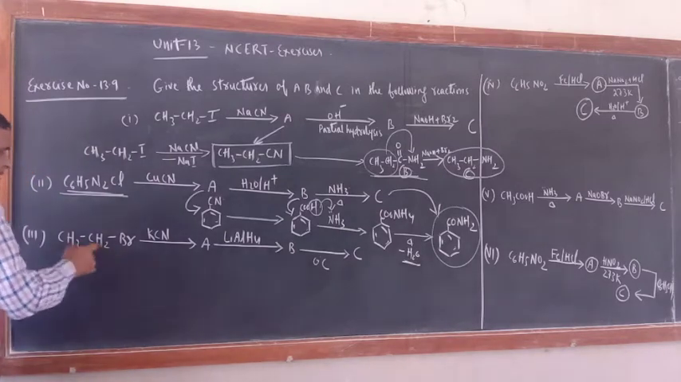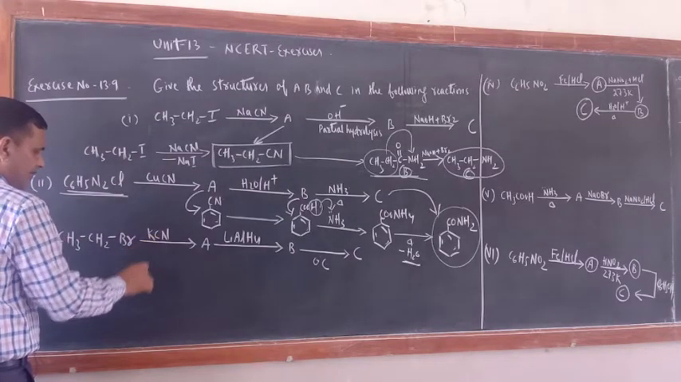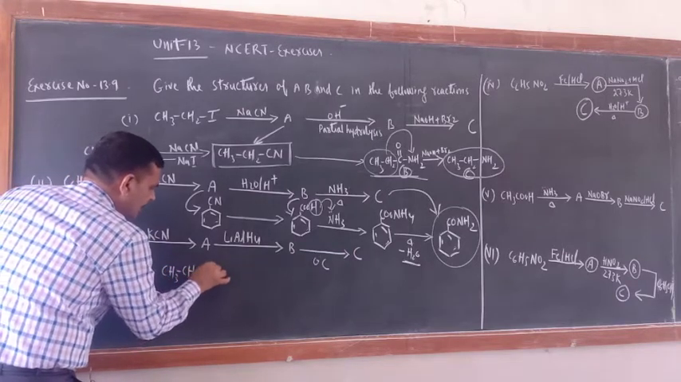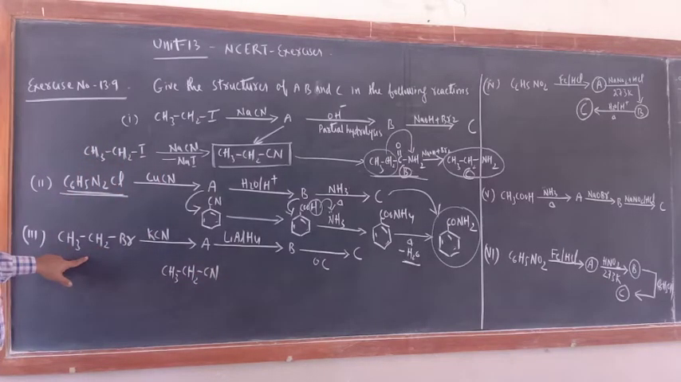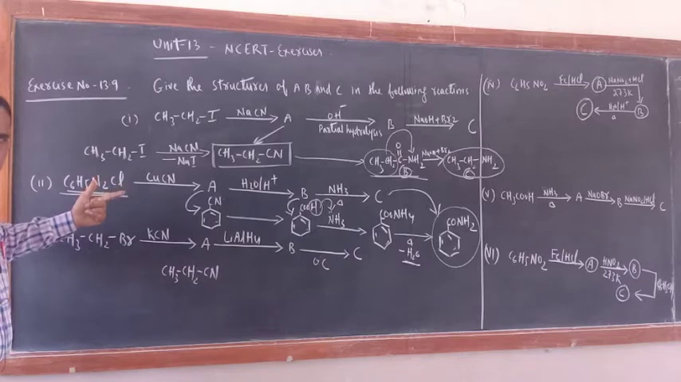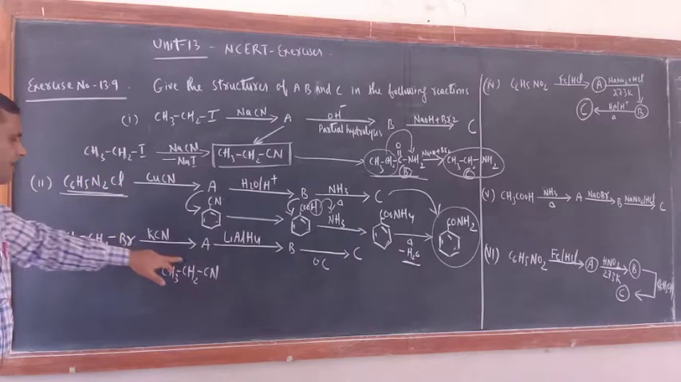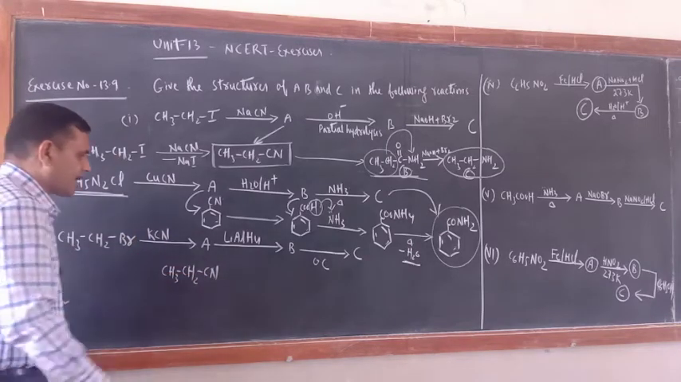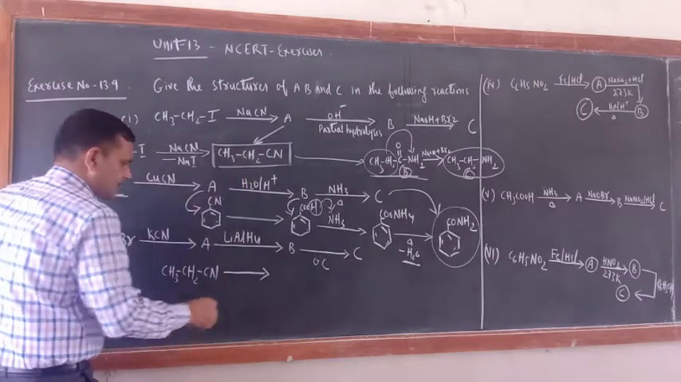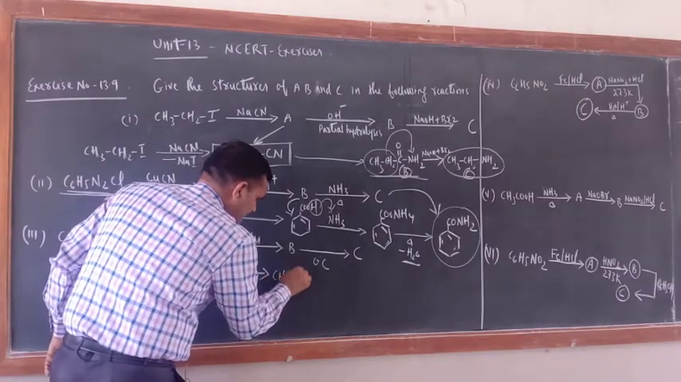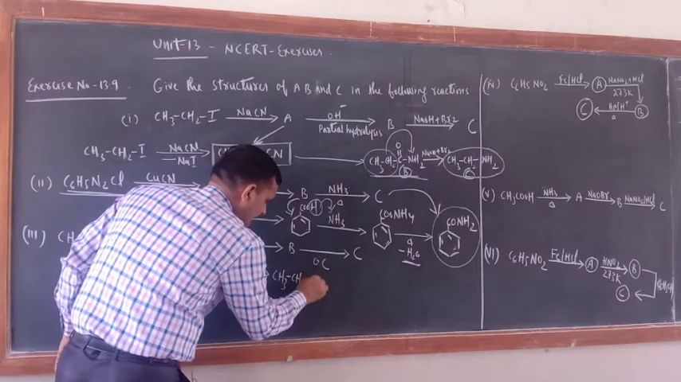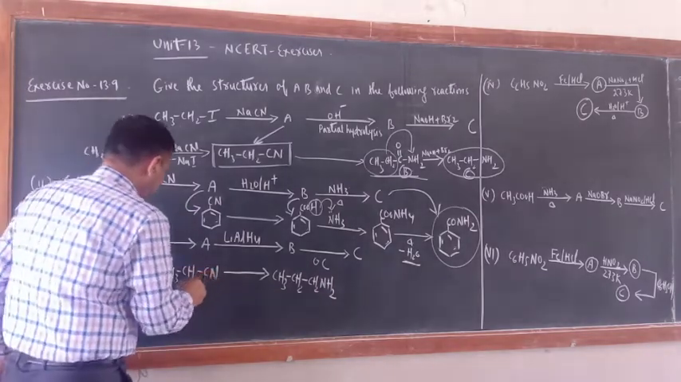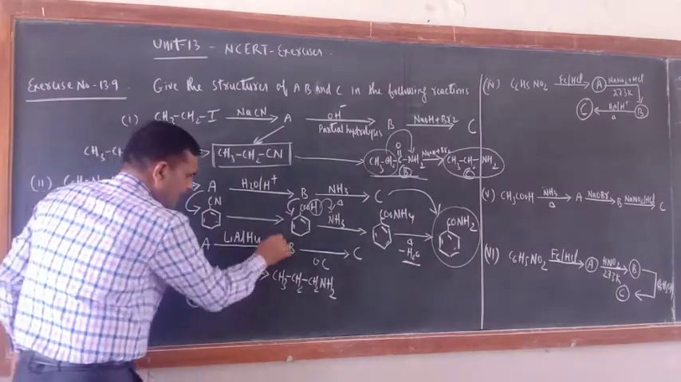What about this one? Just see, this is easy. When alkyl halide reacts with KCN, what is the product? The product would be CH3CH2CN. Remember, whenever KCN reacts with alkyl halide, one carbon atom will increase. Here there are 2 carbon atoms, but with the addition of CN, 3 carbon atoms would be there. And when the cyanide is subjected to reduction with lithium aluminium hydride, the product is CH3CH2CH2NH2, an amine. So this is A.